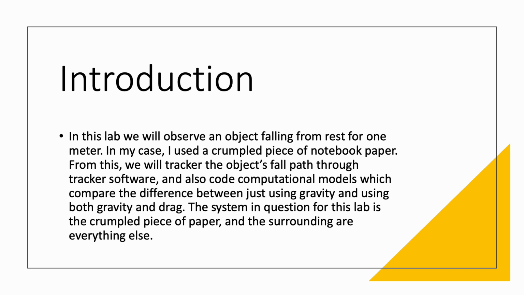For the introduction, in this lab we will observe a falling object from rest from 1 meter. In my case, I crumpled up a piece of notebook paper and dropped it for a meter. From this, I used the Tracker software to track the object's fall path and also coded computational models in GlowScript, which will compare the difference between just using gravity and using both gravity and drag to track the fall path. The system in question for this lab is the crumpled piece of paper, and the surroundings are everything else.